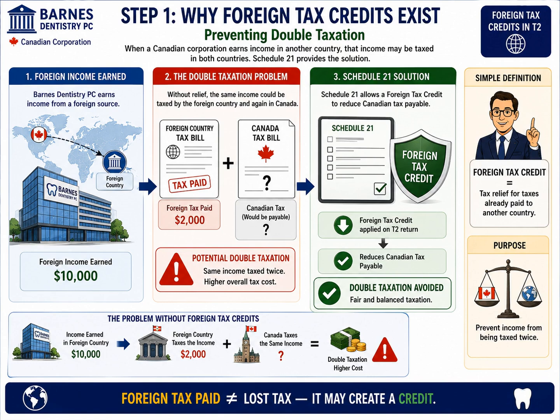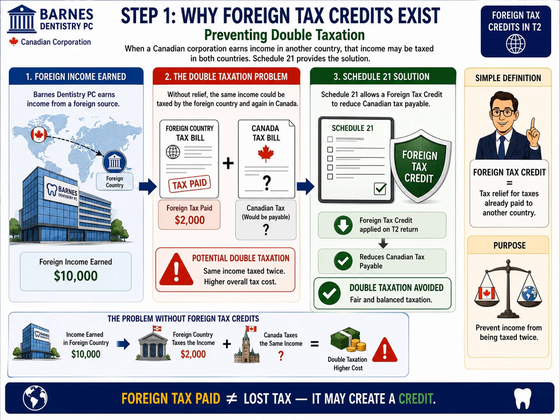Fortunately, the Canadian tax system provides a solution. Now look at the right side of the slide. This solution is called the foreign tax credit, and the primary schedule used to calculate it in the T2 return is Schedule 21. Think of Schedule 21 as a tax relief mechanism. It recognizes that tax has already been paid to another country. Instead of ignoring that foreign tax, Canada may allow the corporation to claim a credit. That credit can reduce Canadian tax payable. As a result, the corporation receives relief from double taxation.